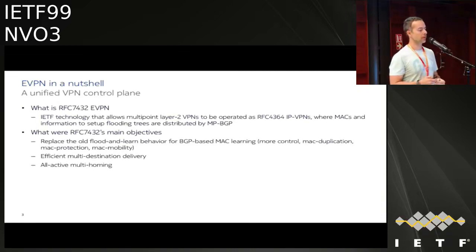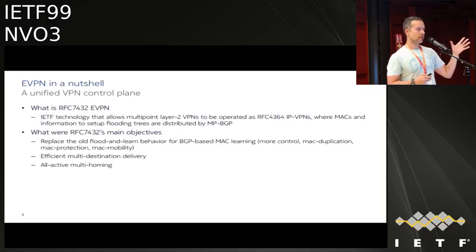So we want to distribute MAC addresses with BGP, and that gives you a lot of control that you can use to detect things like MAC duplication or MAC protection, or allows you to have very quick MAC mobility. So it makes it a perfect fit for the data center. The other objective was to have an efficient way to deliver multi-destination traffic or BUM traffic. And the other key feature in EVPN in 7432 was multi-homing. So EVPN supports not only single active multi-homing, but all active multi-homing, which was probably the first standard-based technology supporting this.